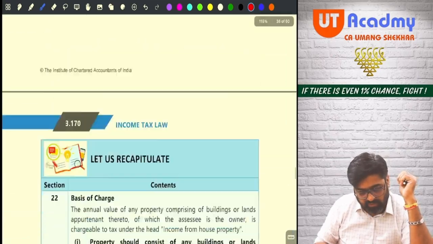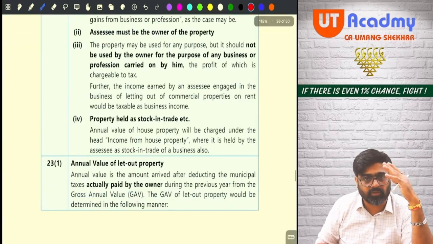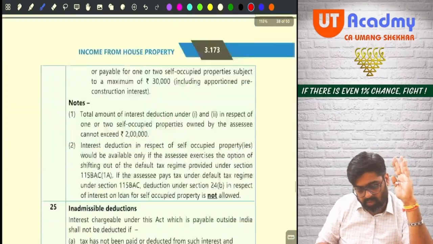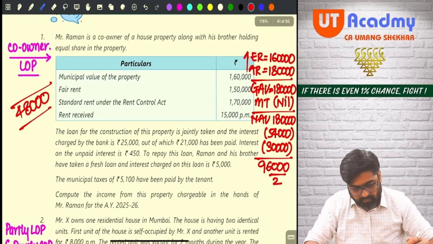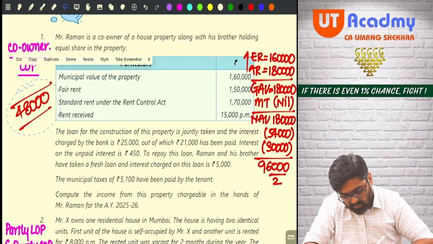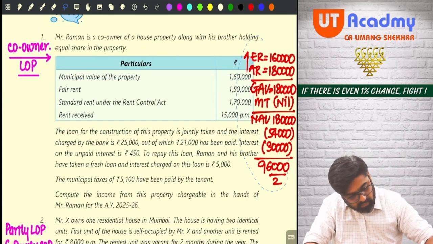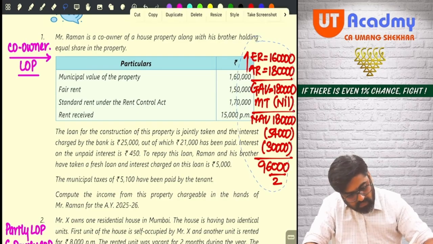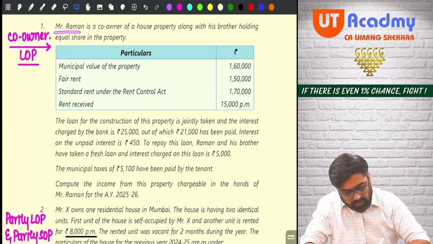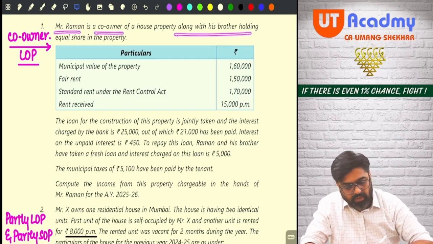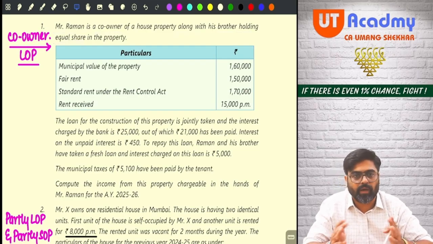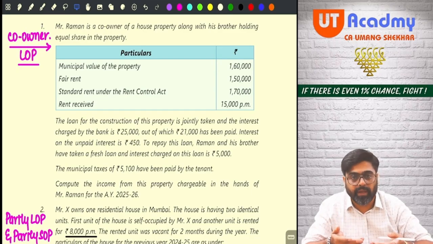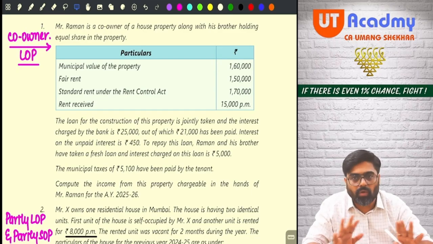All the illustrations we have completed, okay? Now we are coming to the remaining questions. Question number 1, Mr. Raman. Mr. Raman is a co-owner of a house property along with his brother, holding equal share in the property. So whatever income of this property you will calculate, you will divide that income into two parts, half, half. But first you will have to calculate the income assuming as if there is no co-ownership.